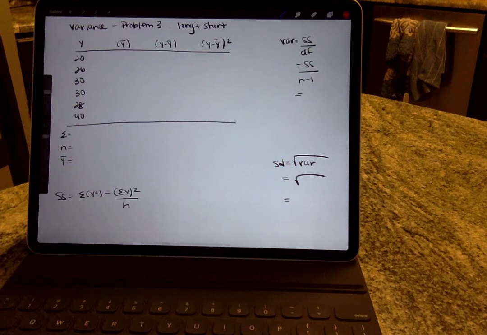Okay, this is the third problem looking at calculating variance. We're going to do this both the long and the short way, and I'm going to show you how to calculate the sum of squares, the variance, and the standard deviation.